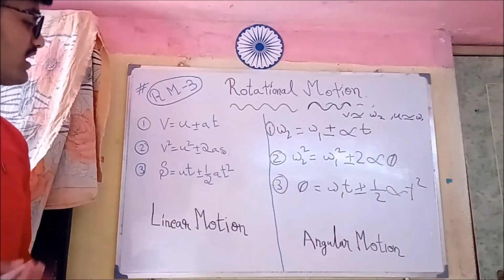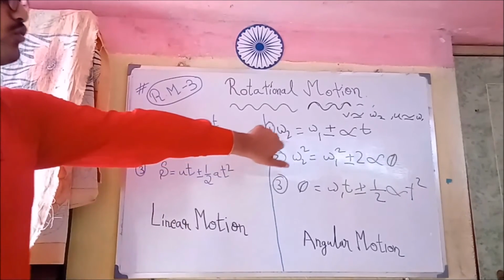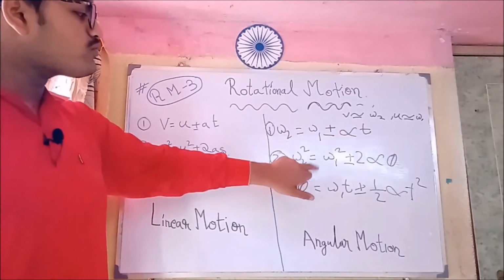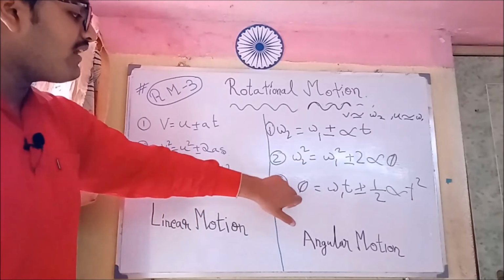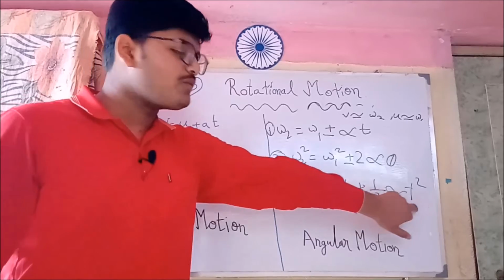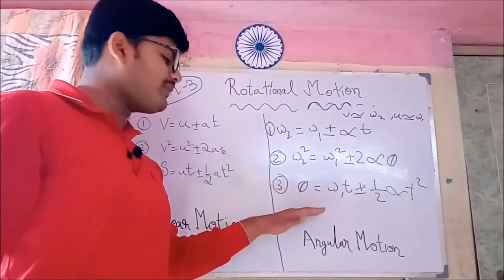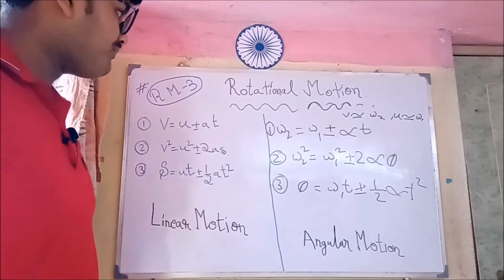The fundamental formulas of rotational Newtonian mechanics are: number 1, omega 2 equals omega 1 plus minus alpha t; number 2, omega 2 square equals omega 1 square plus minus 2 alpha theta; and number 3, theta equals omega 1 t plus minus half alpha t square. These three are the most fundamental formulas of Newtonian mechanics of angular motion. To be noted, it's of angular motion.